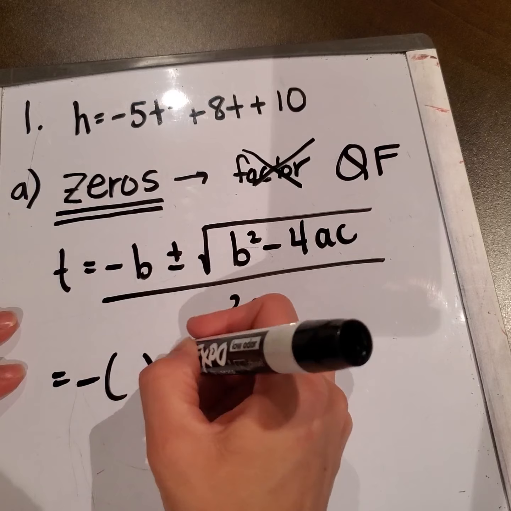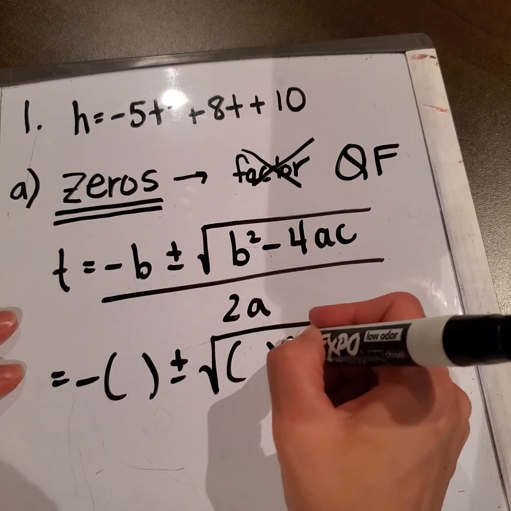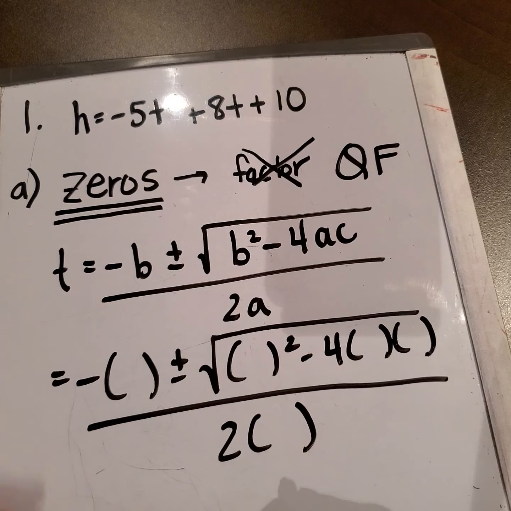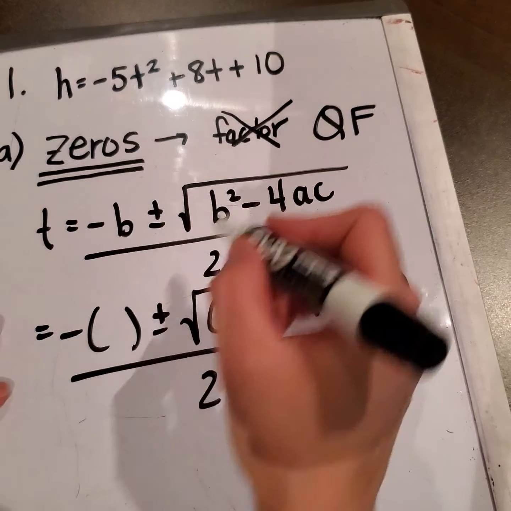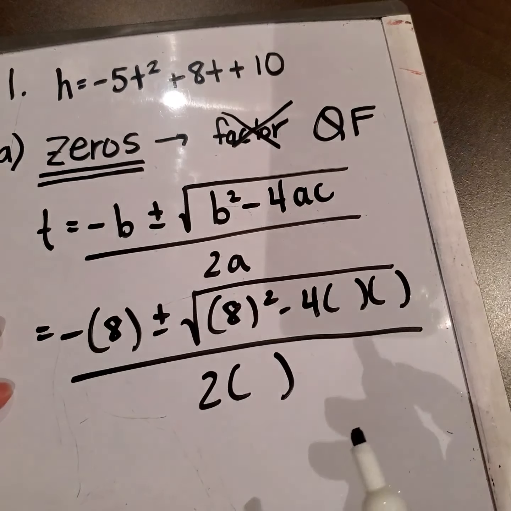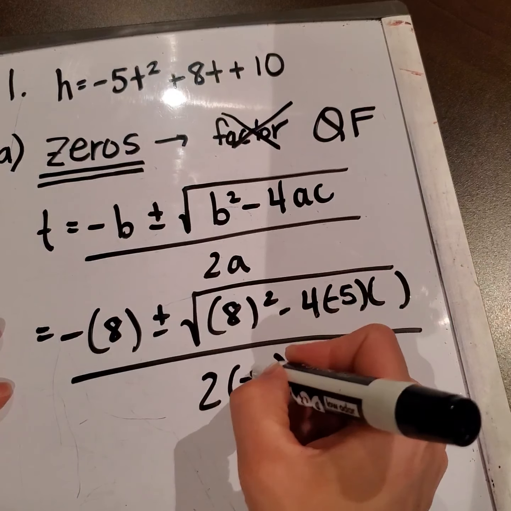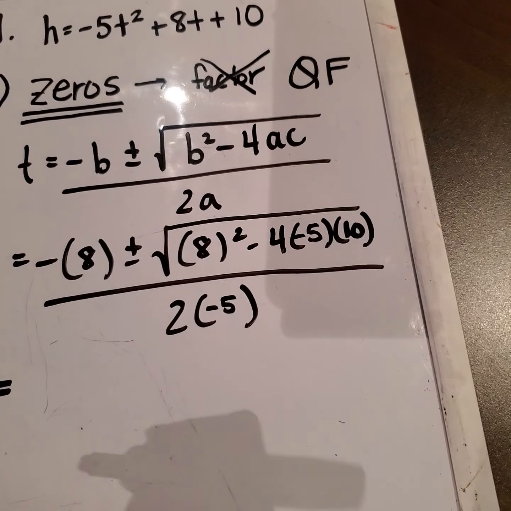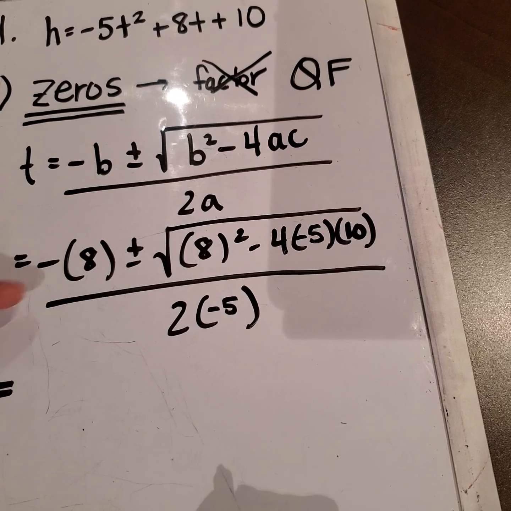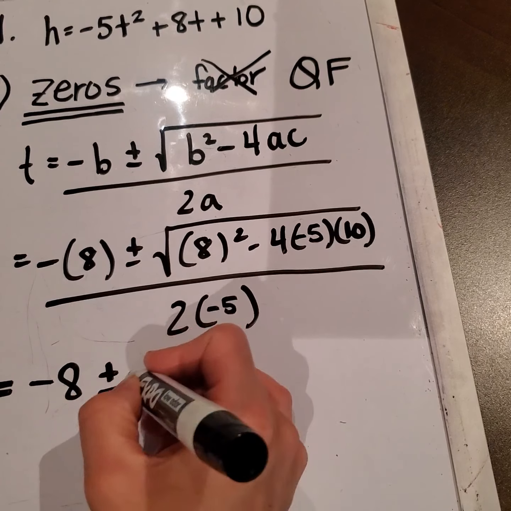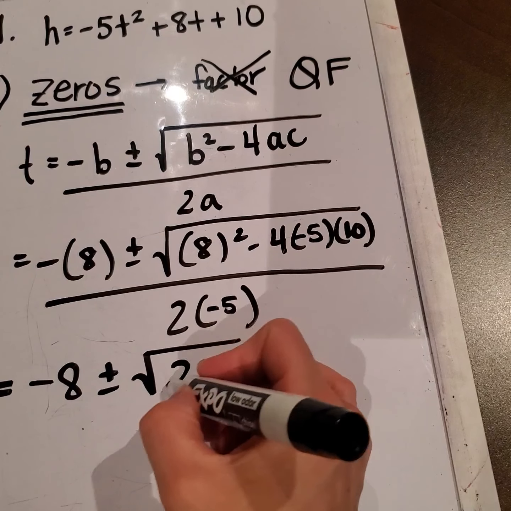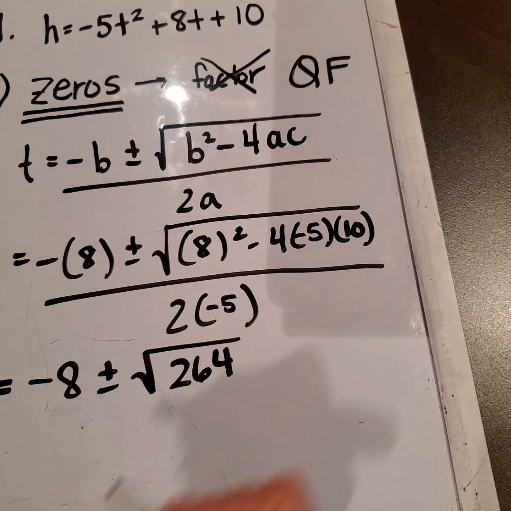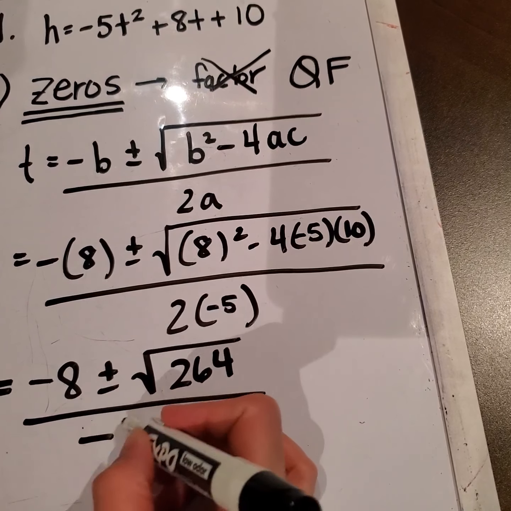Now I will replace these variables with brackets, and fill those brackets in accordingly. So B is 8, A is -5, and C is 10. Okay, remember my policy, folks. By the time you get to the third step, I want to see 3 numbers. So this works out to be -8, this works out to be 264, and on the bottom here we have -10.